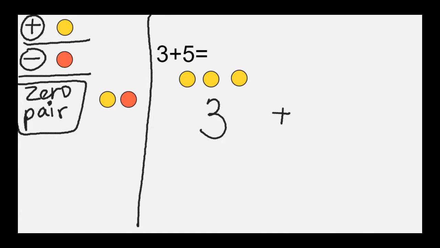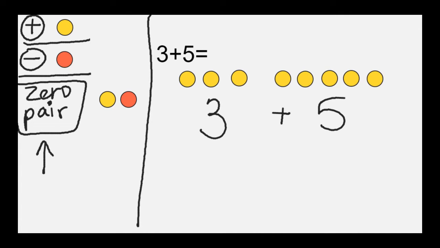Let's go ahead and model positive 5 now. So let's bring out 5 more counters. We have 5 counters there. Let's make sure they're flipped to the yellow side. If you're on the red, make sure that they're on the yellow side. And so let's label that side. Right now, the question is, do we have any 0 pairs here? The answer is no. So we go ahead and count all of the counters. So we have 1, 2, 3, 4, 5, 6, 7, 8. So we have our answer as 8.